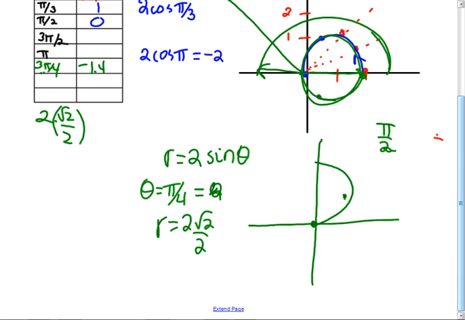You might have. Sine of pi over 2 is 1. We definitely did it. Oh, okay. And it keeps going around like this.